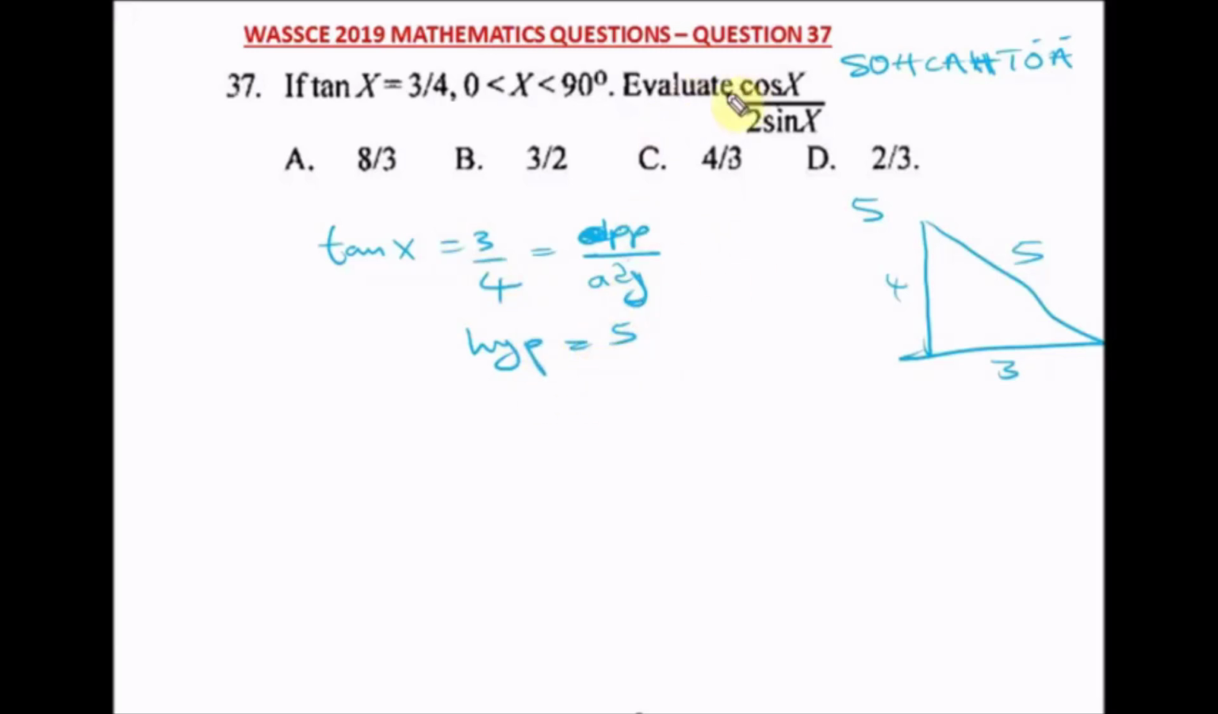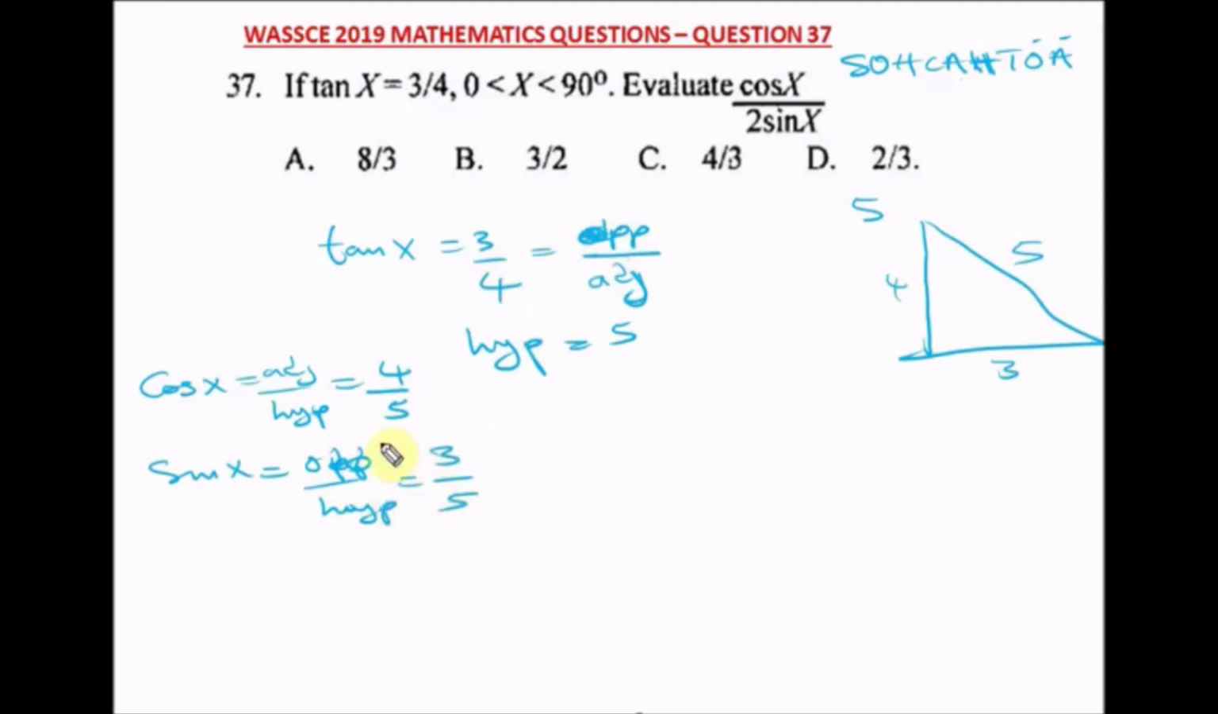So from here we are to evaluate cos x. And what is cos x? Cos x is adjacent over hypotenuse. Our adjacent is 4, and our hypotenuse is 5. And what is sine x? Sine x is our opposite over hypotenuse. And our opposite is 3, hypotenuse is 5.